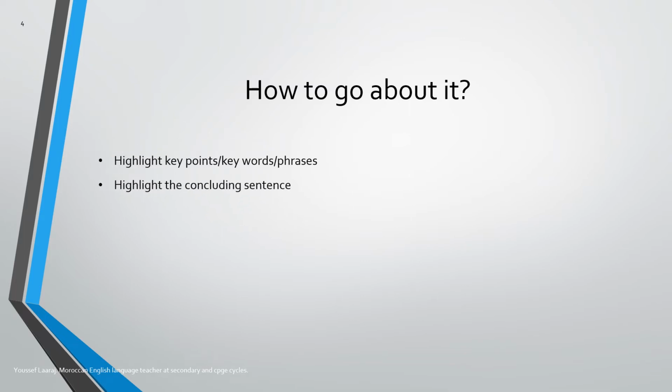You also try to find a concluding sentence, an idea which concludes the text, and you highlight it. You outline each paragraph in the margin. So in the margin next to each paragraph, you write the summary of this paragraph, a sentence or two which summarizes what the paragraph is saying.